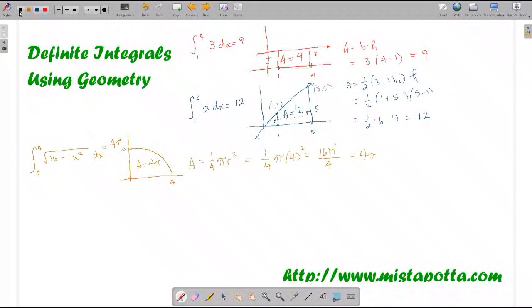I want to do one more example of this just using geometry, and that's to find the definite integral between x equals negative 2 and x equals 3 of the absolute value of x.